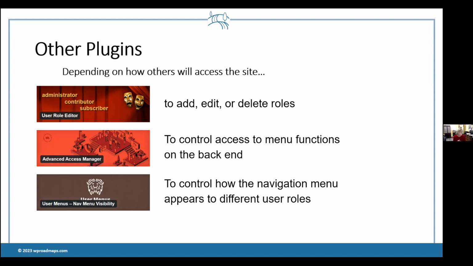Oh wait, that's not. I've got them mixed up. That's not Advanced Access Manager. That's the user menus, nav menu visibility to control how the navigation menu appears different to different users. Advanced Access Manager helps to control the access to the menu functions on the back end, even more so than advanced custom fields and custom post types, where you can add things to it. But maybe there's a whole bunch of administrative stuff that you don't want these people who are just adding their own job postings to see, then you could use this plugin to edit that.